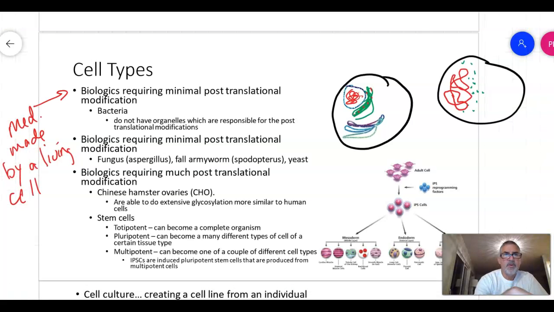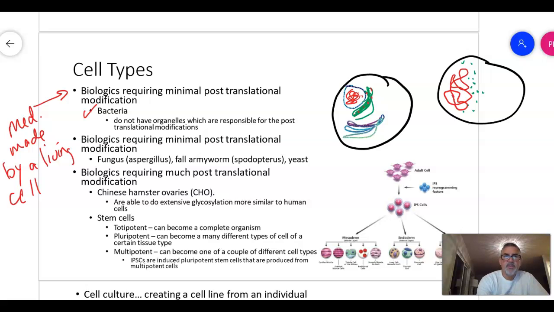Right. So if it requires minimal modification, then I'll use bacteria, because bacteria is just going to fold based on polarity. An example of that would be insulin. Insulin is a protein produced in the pancreas. We use it to bring sugar into cells. It's great for diabetics, but it requires very little modification, so I can make it with bacteria.